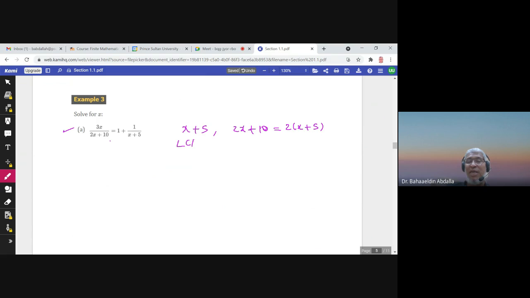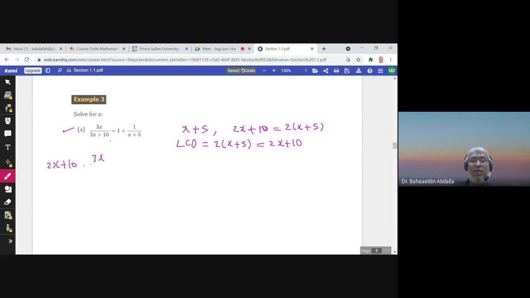So the LCD here is not going to be their multiplication. If you multiply them, it would be an ugly situation and you will not be able to find the solution easily. So what is the LCD? It is in fact 2 times x plus 5, because x plus 5 is here and here, so I take it once, and the 2 is here, so I take it. So the LCD is 2 times x plus 5 or 2x plus 10. You can write it like this or like this. So I will multiply both sides by the LCD.